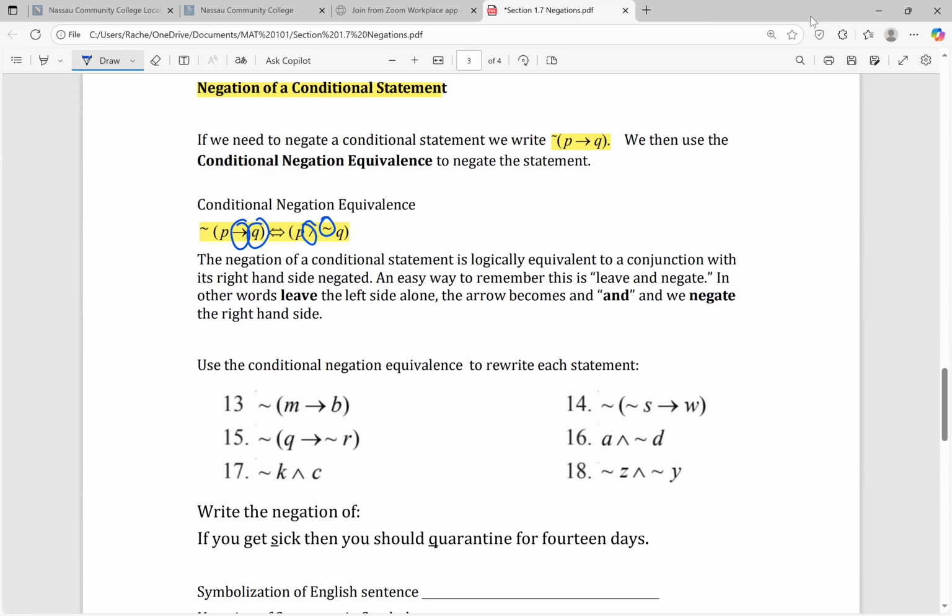So an easy way to remember this is leave and negate. So leave the left-hand side, conditional becomes and, and then negate the right-hand side. So leave and negate.